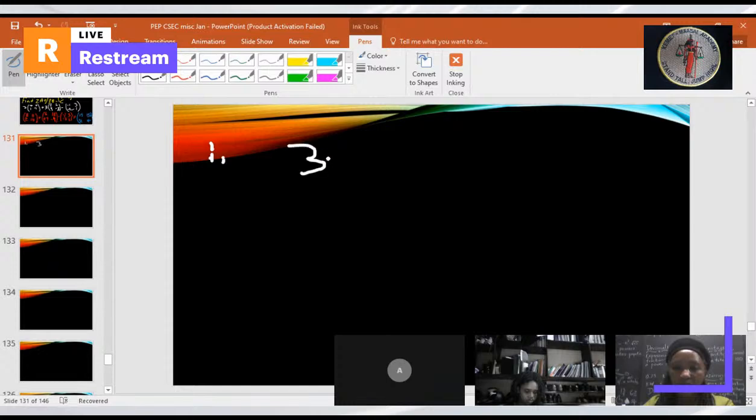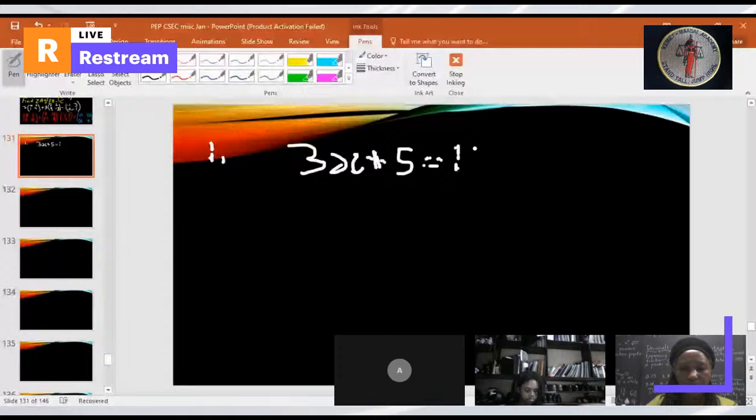3x plus 5 is equal to 11. What's up with my mouse? I'm not sure. It's not writing properly. All right.